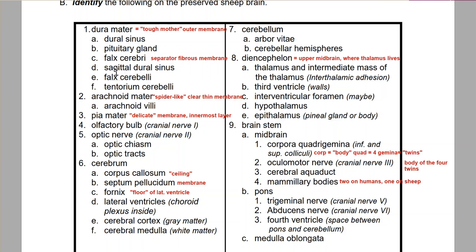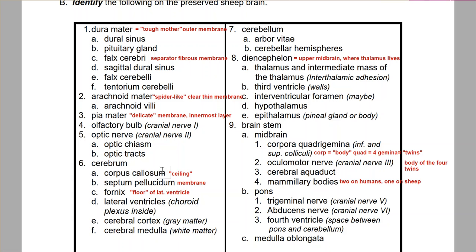And so all of that has to do with structures made of the dura mater, and it's really hard to test those on the sheep brain. So just be aware, look at your lab book pictures for those. Then there's a little bit about cranial nerve 1 and cranial nerve 2, so we can see those on the sheep brain. Then 6, cerebrum, there's a bunch of structures that occur on your cerebrum.